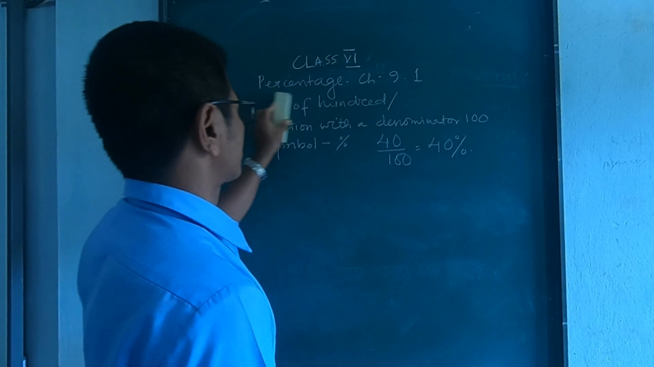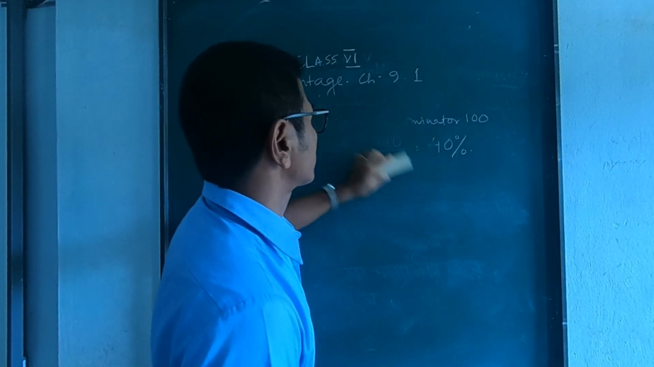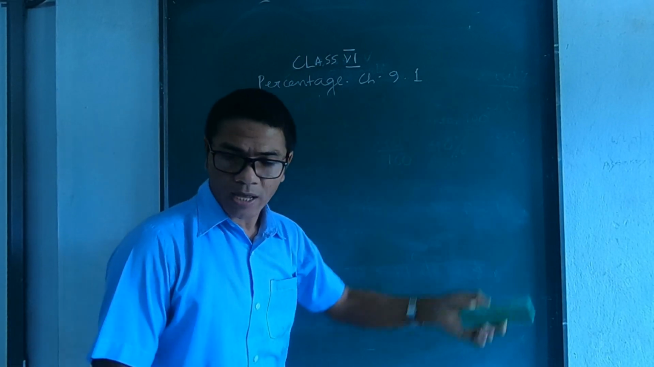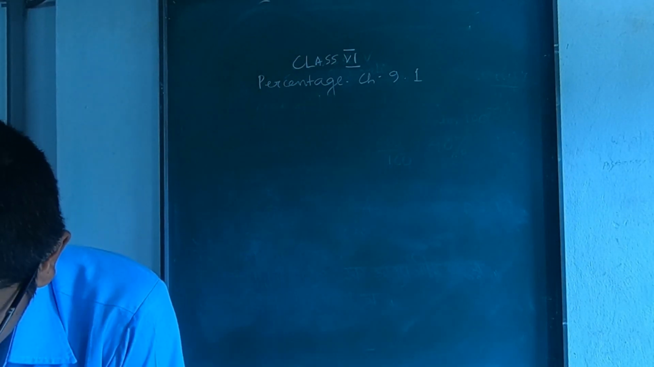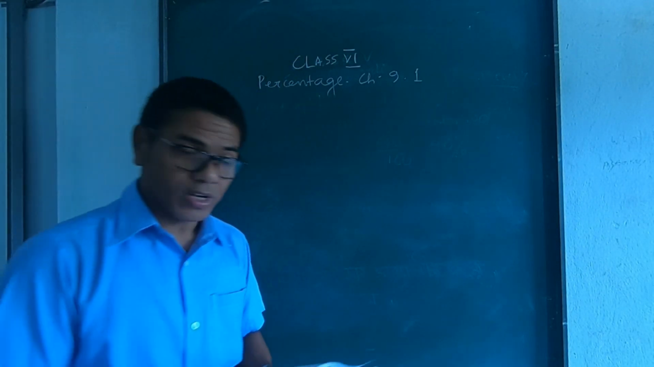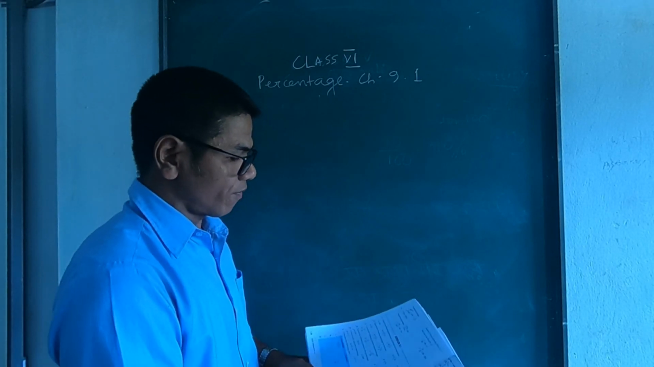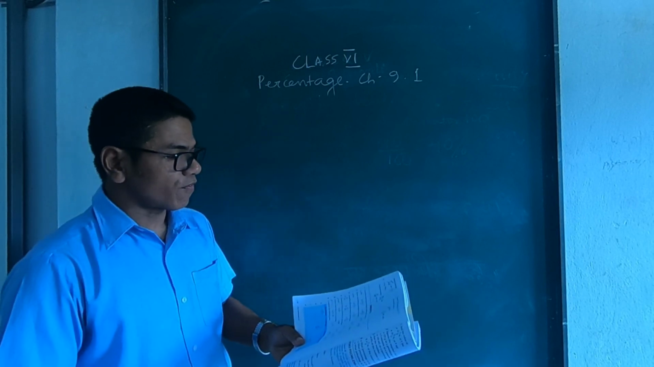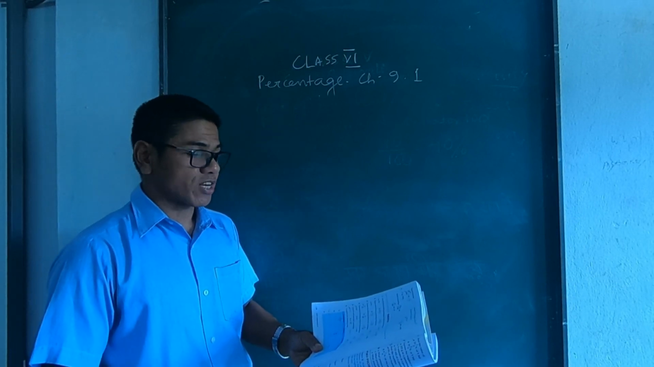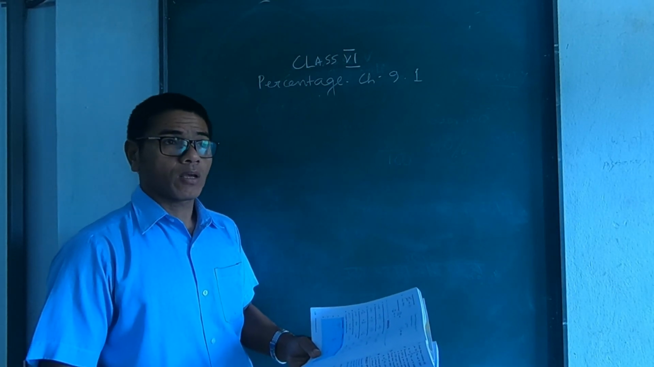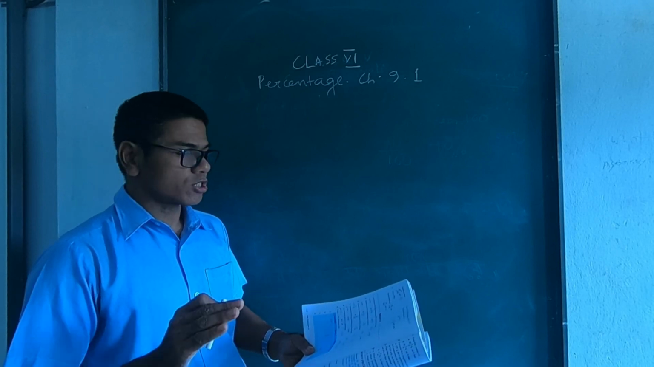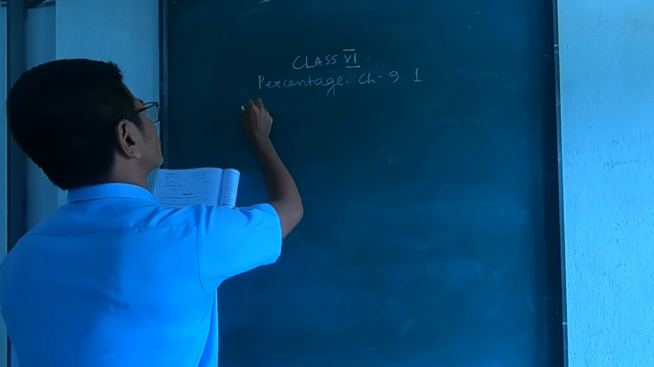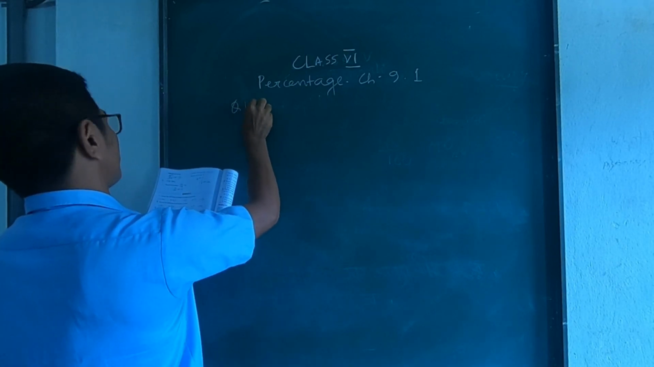Now we'll go to the exercise which is given to us. You can open your book and see exercise 9.1, question number 1. We read the question and we try to solve. The question reads like this: convert the following percentage as fraction in lowest terms. Lowest terms means smallest number. Let us do the question 1A.